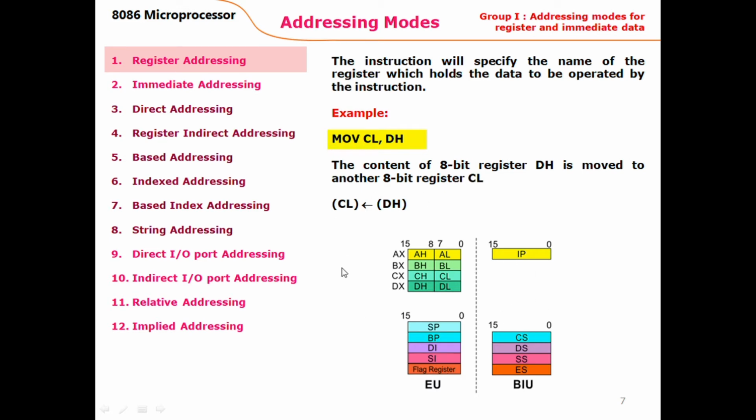In the microprocessor programming model, these are the registers. So we can locate register DH and register CL. This is the bus interface unit. These are the registers related to the bus interface unit. These are the registers in the execution unit. And this instruction will move the 8-bit data from the DH register to the 8-bit CL register.